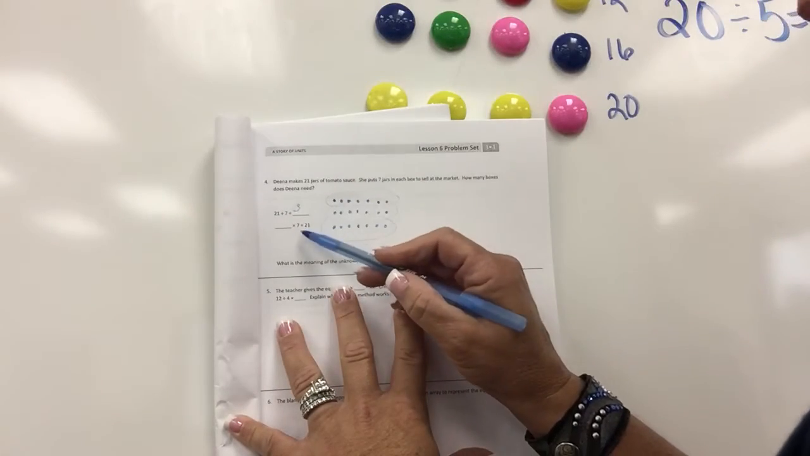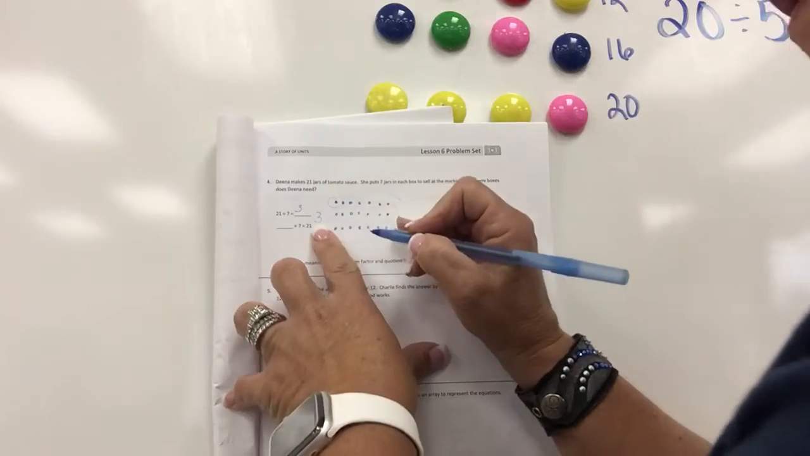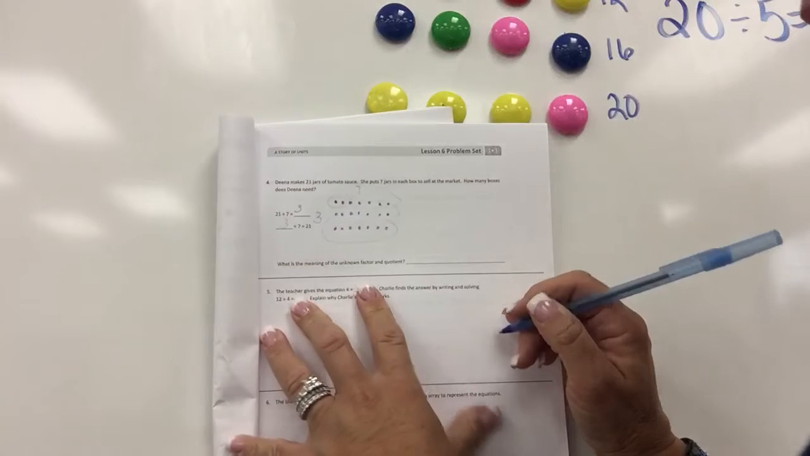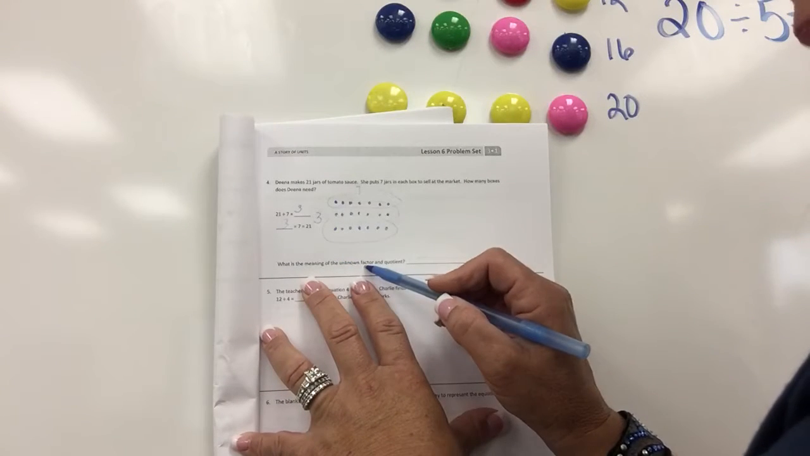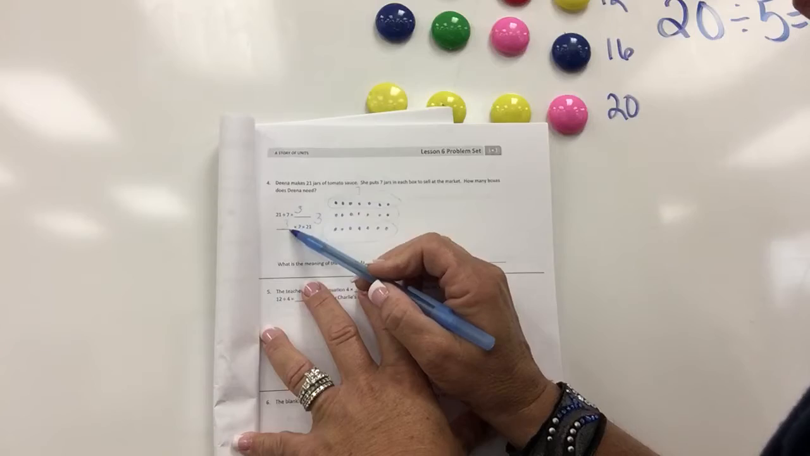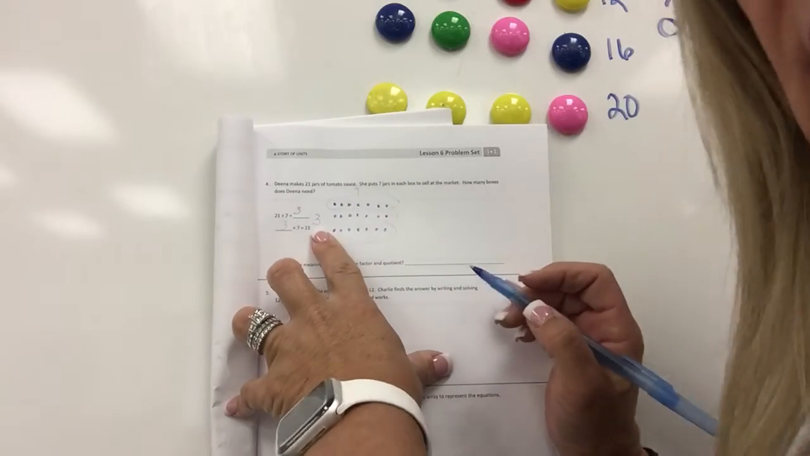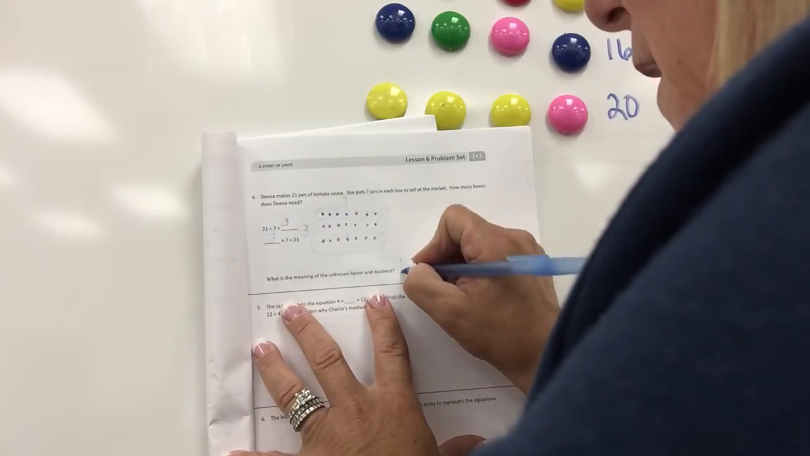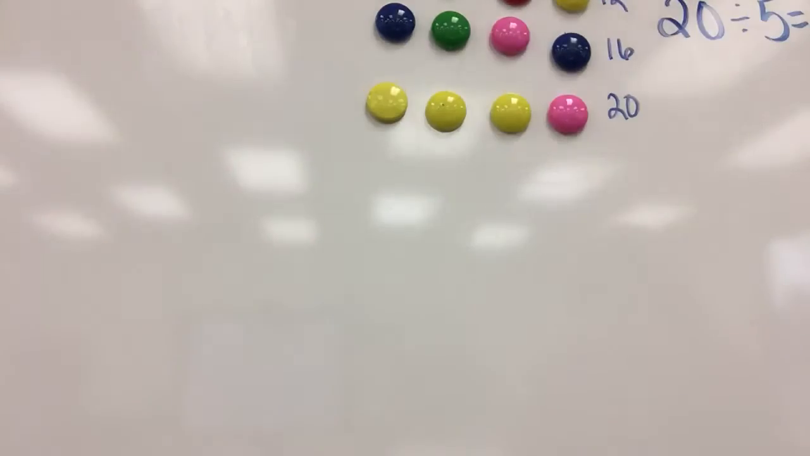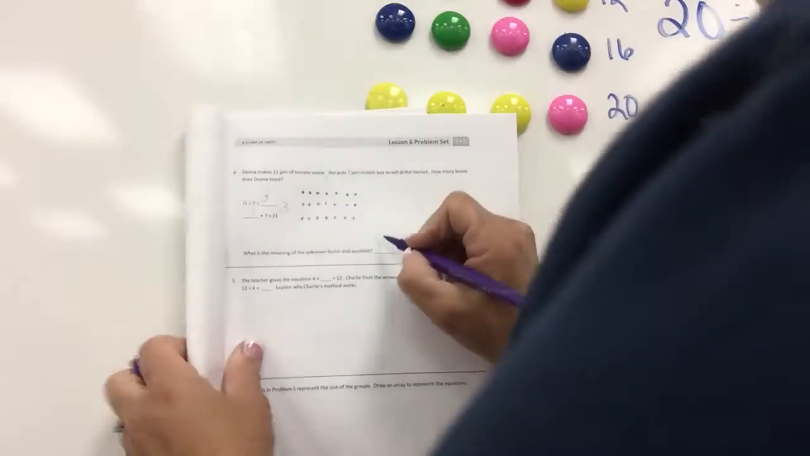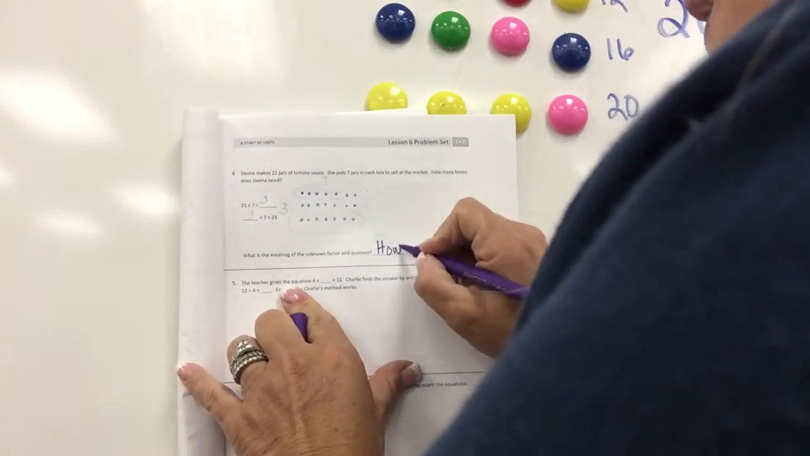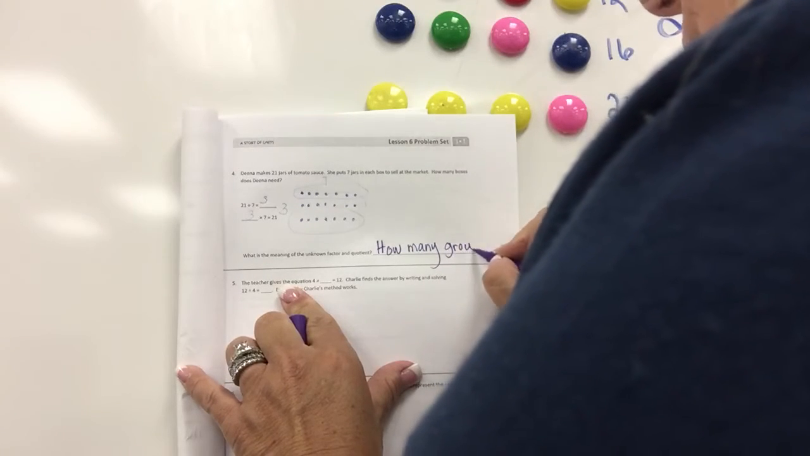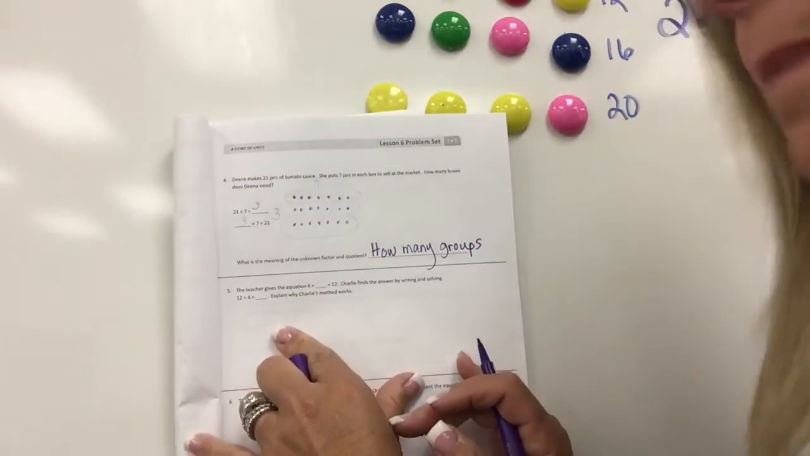Okay. So what is my problem? I have 3 groups with 7 in each group. So my problem is 3 times 7. What is the meaning of the unknown factor? So my unknown factor was 3. The 3 was how many groups I needed, how many groups there were. So, sorry, my pen's not working. Let me grab a different pen. So, how many groups? Okay, next one.